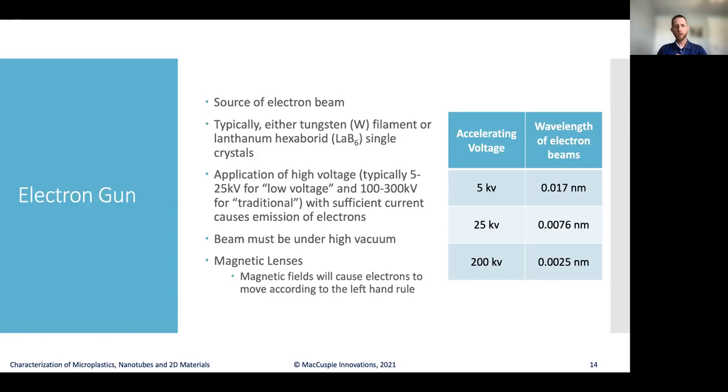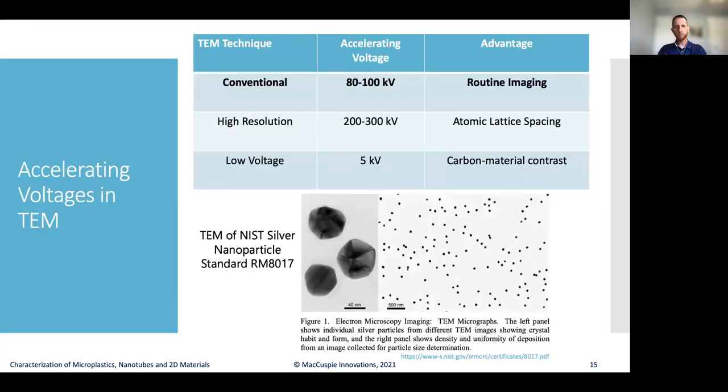You would not be able to see your sample of interest. The other key difference from optical microscopes is the magnetic lenses that are used instead of the actual physical optical lenses. The magnetic fields cause the electrons to move according to the left-hand rule, and so you can do your focusing of the beams without them having to physically pass through a lens. These are some of the important concepts for transmission electron microscopy and what gives it its strengths for looking at these very small materials.